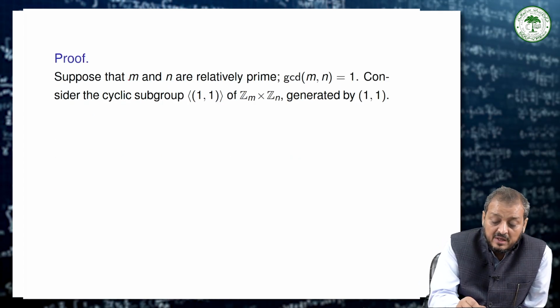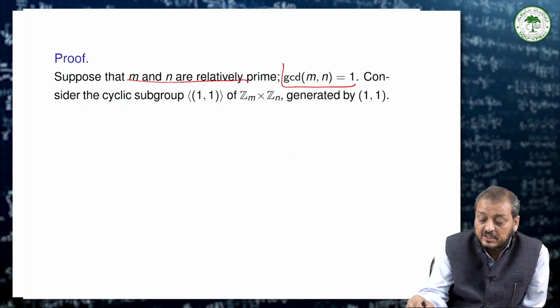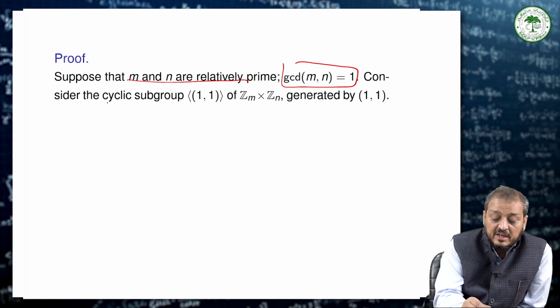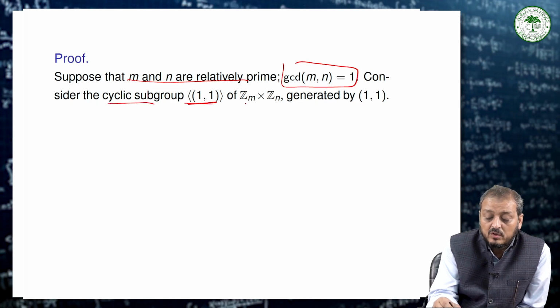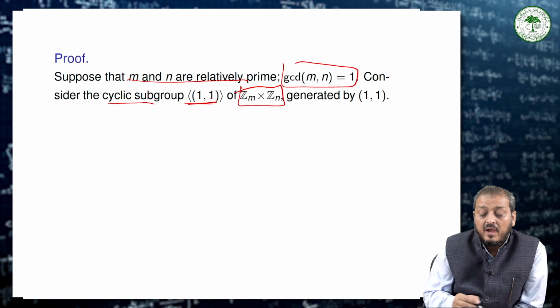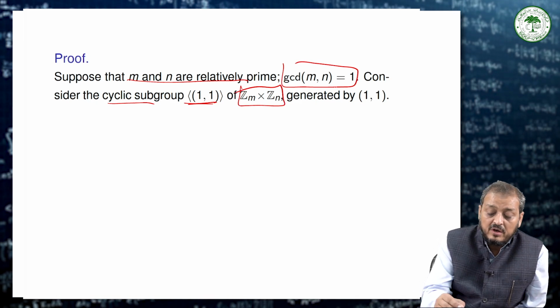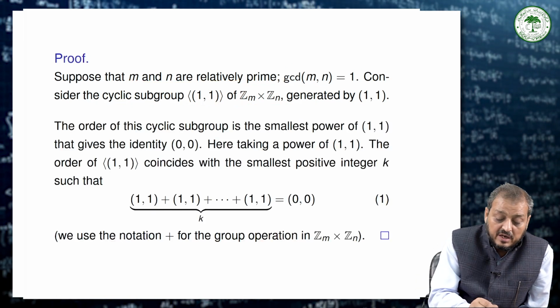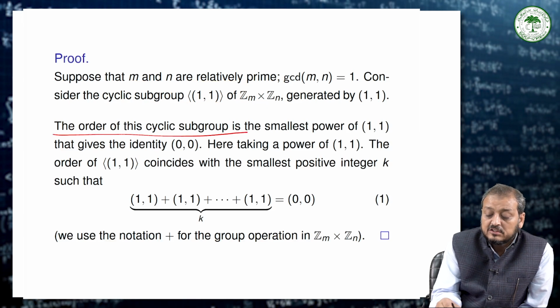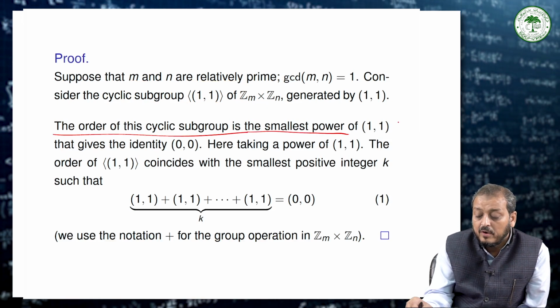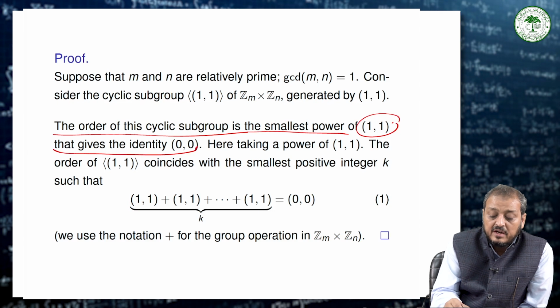So suppose m and n are relatively prime, so the GCD is equal to 1, and consider the cyclic subgroup generated by (1,1) in Zm by Zn. Generated by (1,1) means the order of this cyclic subgroup is the smallest power that gives the identity element.